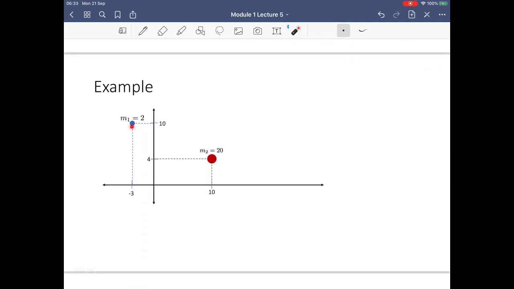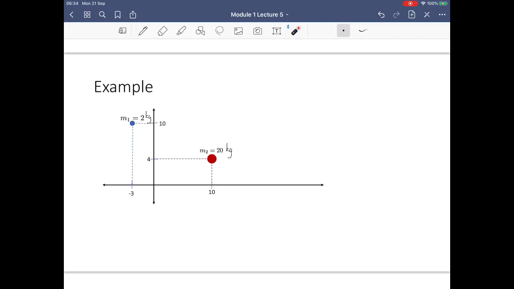So suppose that your system is composed of just 2 particles, the blue one and the red one. The blue one has a mass of 2, well, you might put it as 2 kilograms, and the red one is 20 kilograms, and they are situated at different points in x and y. So the blue one is at minus 3 in x and 10 in y. Okay, so the mass m2 is at 4 in the y direction and 10 in the x direction.